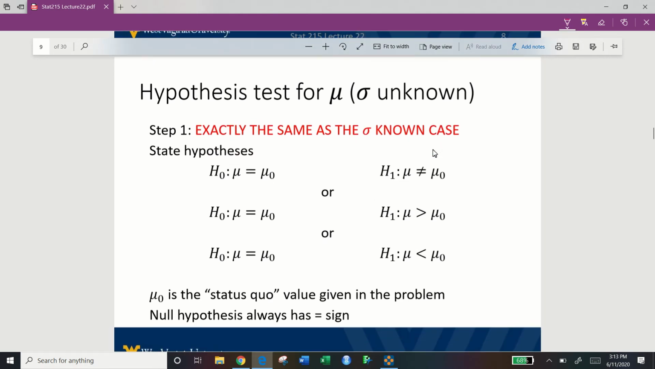Now let's take a look at our second situation, when we have a hypothesis test for mu. In this case, let us assume that the population standard deviation is unknown. Our step 1 is going to be the exact same situation, meaning regardless of whether or not we are given the population standard deviation, our hypothesis will remain the same.